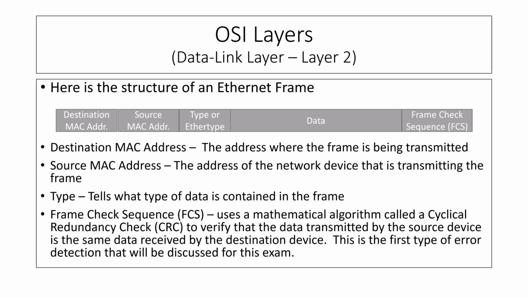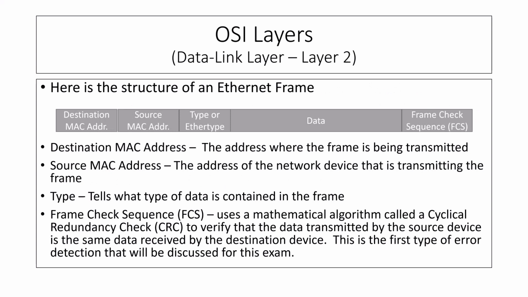The type, sometimes called ether type, tells us what kind of data is actually in the frame. So the portion next to it is our data. And that data is going to vary. That's just going to be our email address or URL. It's data we're transmitting. And the last part's our frame check sequence.